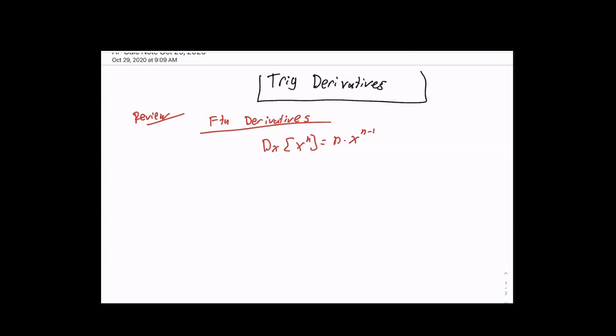Now, today, if you haven't mastered by now how to bring the number down and subtract the power by 1, well, now it's going to get a little bit more complicated, because we're going to introduce a new rule. And the rule is not too bad. A lot of the time, though, we just need to recognize it. So we also have derivative rules.